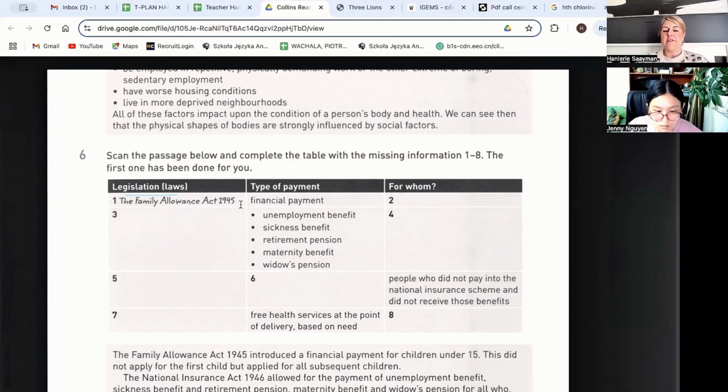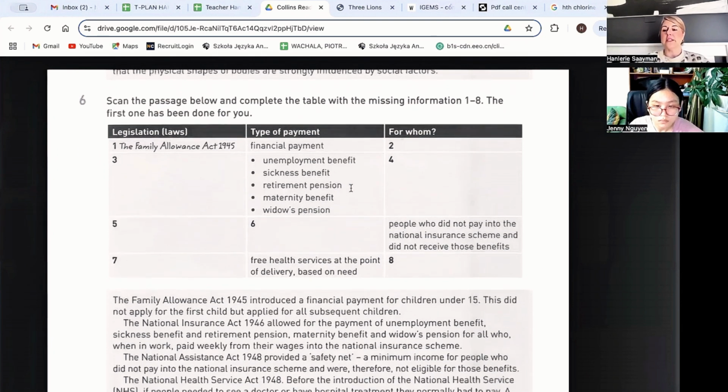Type of payment: financial payment, unemployment benefit, sickness benefit. So it's a type of payment that you get. Okay. Any other questions? No, that's it. Well done, Jenny. If you have any questions, let me know.